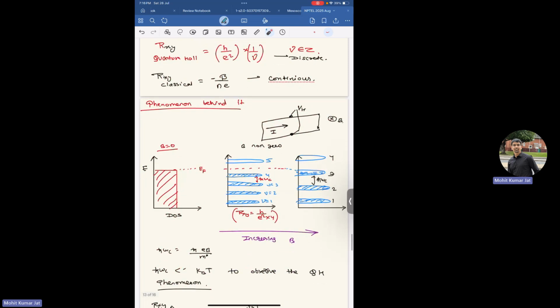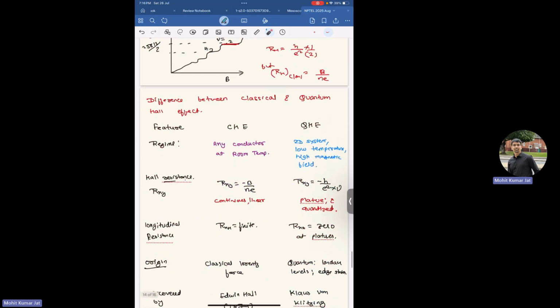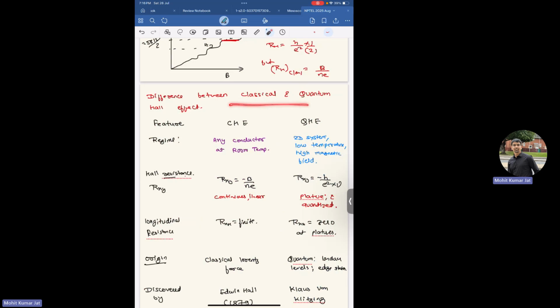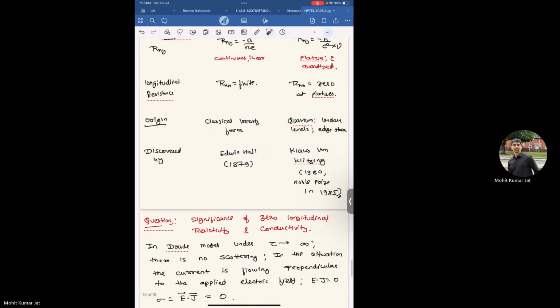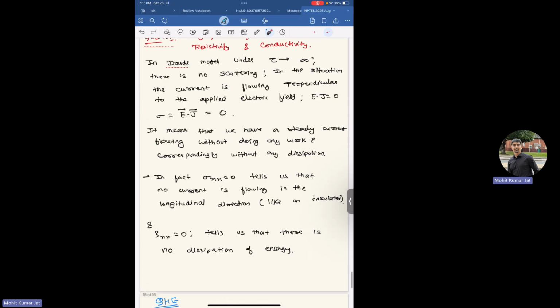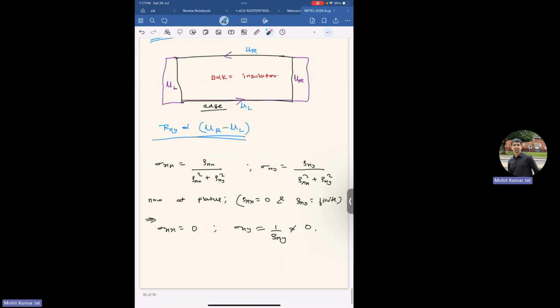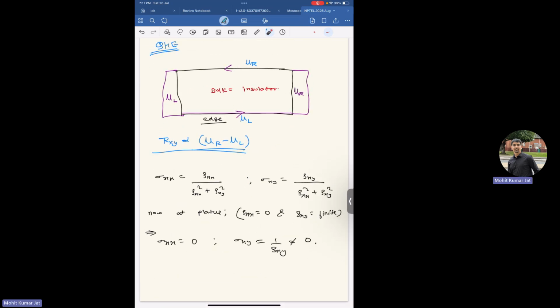Then we discussed how the phenomenon of this quantum Hall effect works. What are the requirements to observe the quantum Hall effect? Then we quantified the difference between the classical and the quantum Hall effect. You can see these two sections. This is for classical Hall effect, and the right one is for the quantum Hall effect. Then we understood the significance of the zero longitudinal resistivity and conductivity, how they are arriving in the system. And we understood that, okay, in the system, the bulk is insulator, edges are conducting, and the chemical potential plays a big role in the system. And this is about this class.